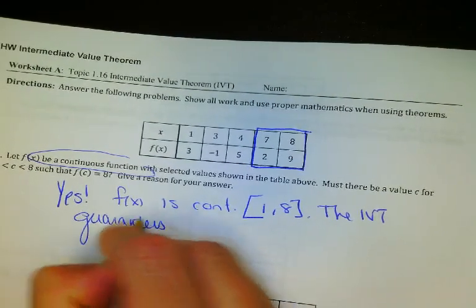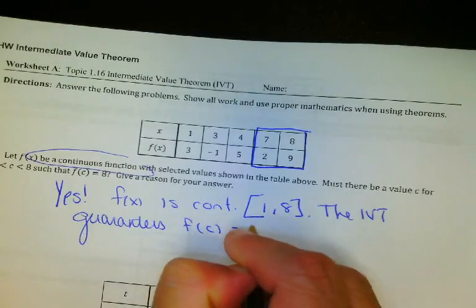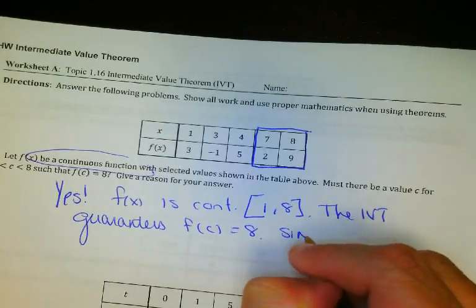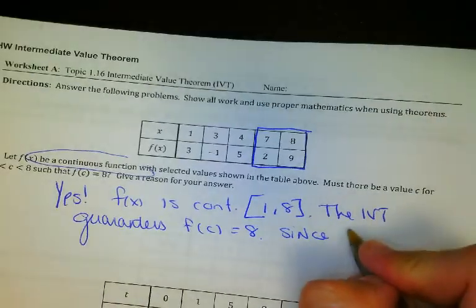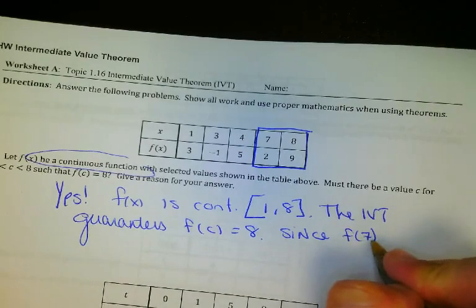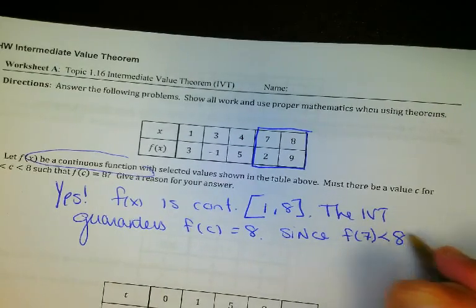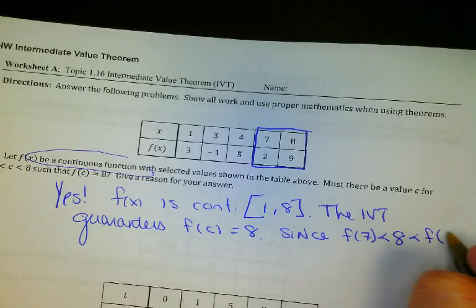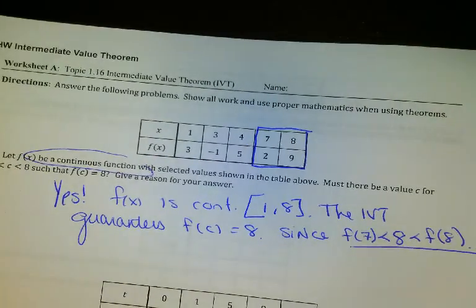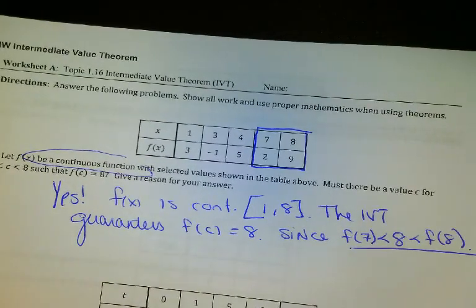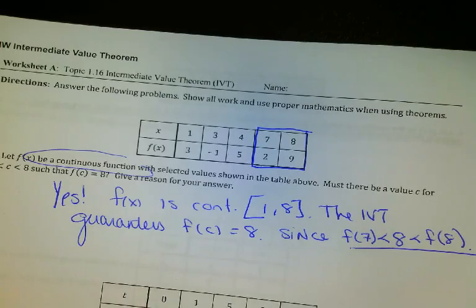I'll just repeat the question. f of c will equal 8, since, now again, I want to be specific, f of 7 is less than 8, which is less than f of 8. So my question was, why does it have to be specific? Because it's still guaranteed between the two numbers, even if you're not being specific. You just want to hone in.